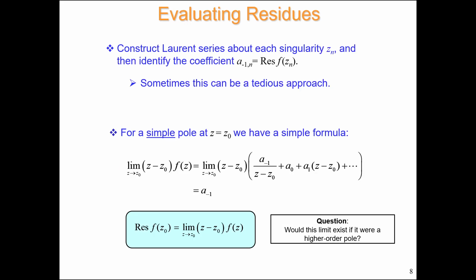Evaluating residues. Construct a Laurent series about each singularity zn and then identify the coefficient a minus 1 n equal to the residue of f at zn. Sometimes this can be deduced by another approach. For a simple pole at z equal to z0, we have the simple formula: limit z tends to z0 of z minus z0 times f of z equal to limit z tends to z0 of z minus z0 into a minus 1 divided by z minus z0 plus a0 plus a1 into z minus z0 plus etc. Here the residue of f at z0 equal to limit z tends to z0 of z minus z0 into f of z.